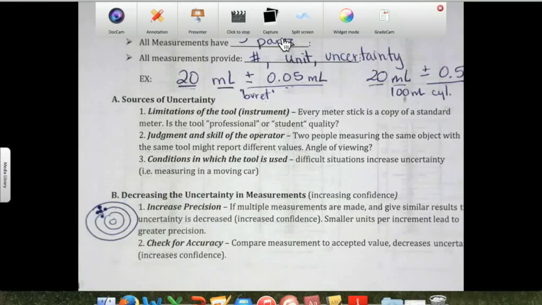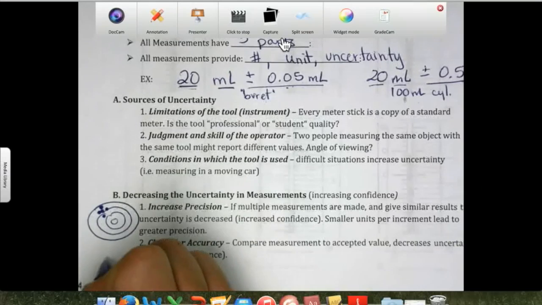Accuracy, on the other hand, is when you're comparing your measurement to an accepted value. You might be in the position where you already know what the accepted value should be. For instance, on Friday we got the density of the marble, so we should have an accepted value because we know what the density of glass should be. Then we will also check our work so that we get towards that accuracy.